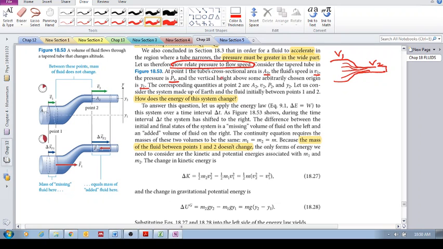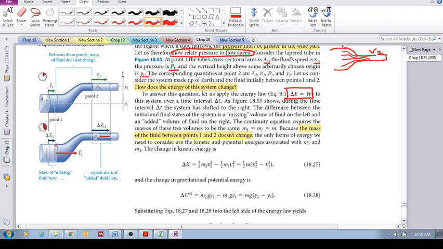To try to answer this, let's look at the energy. How does the energy of the system change? Well, remember this equation from chapter 9. The change in energy of a system is equal to the work done on the system. So let's start off in this video by just looking at the change in energy, and in the next one we'll look at the work.